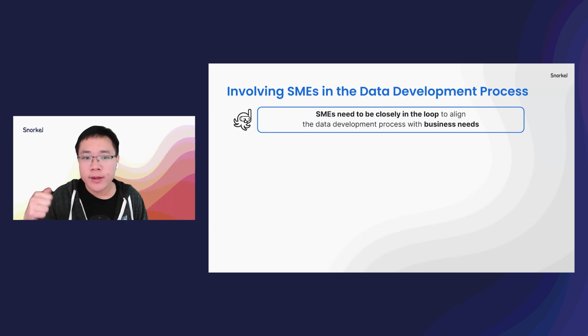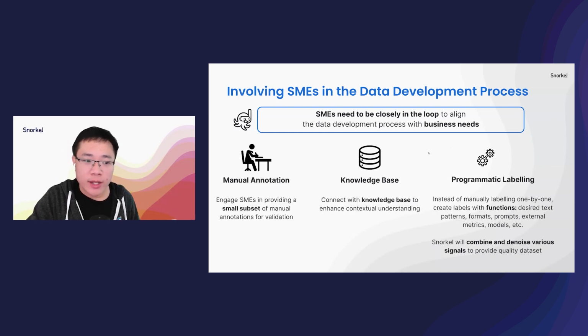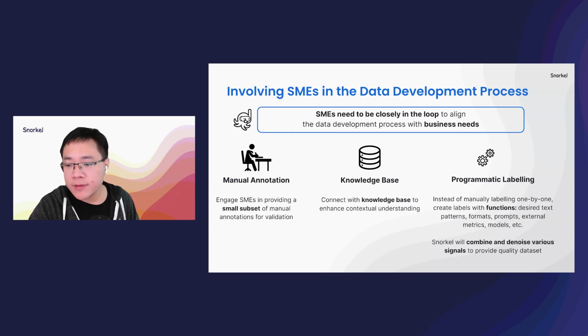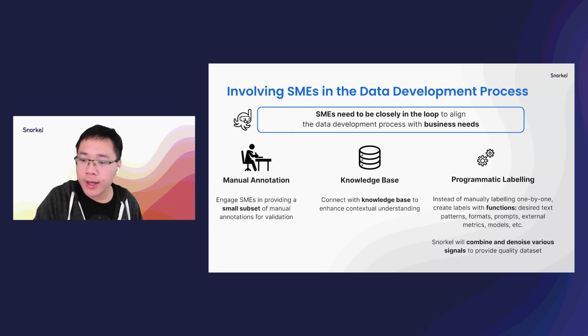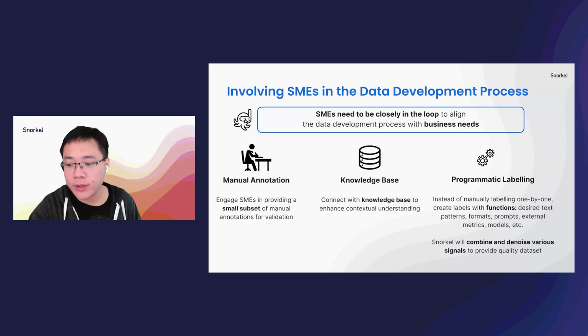So Snorkel's thesis is that subject matter experts need to be closely in the loop to align the data development process with the business needs. What does that entail? You need manual annotation. You need a small subset for validation and for gaining expertise. You also need a connection with your knowledge base to enhance context. And the most important thing is that instead of just manually labeling data one by one, you should create labels with functions: desired text patterns, formats, prompts, external metrics, models, combining all of these to label more scalably. The Snorkel techniques combine and denoise various signals to provide quality labeled data.